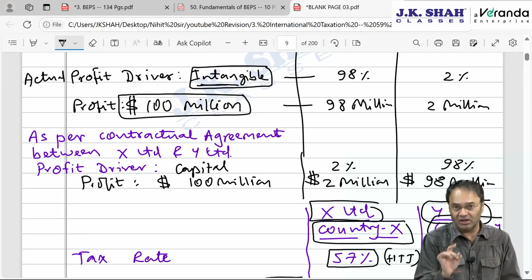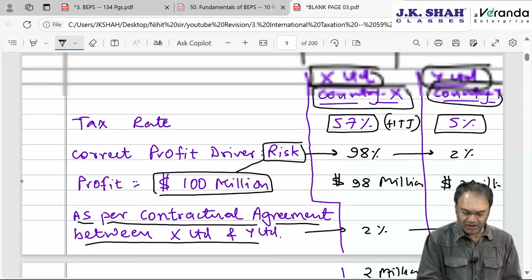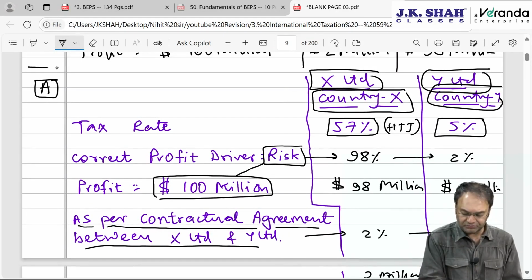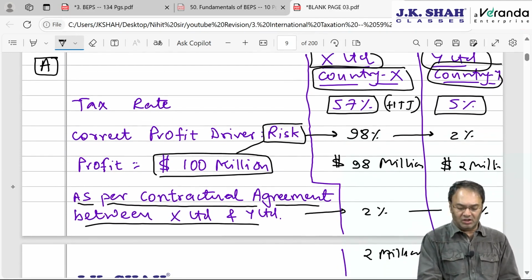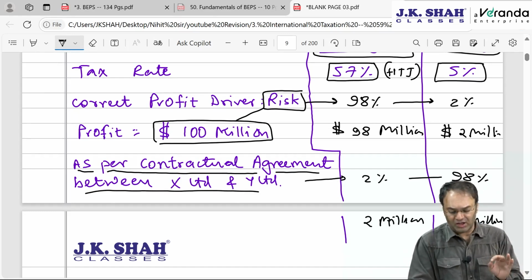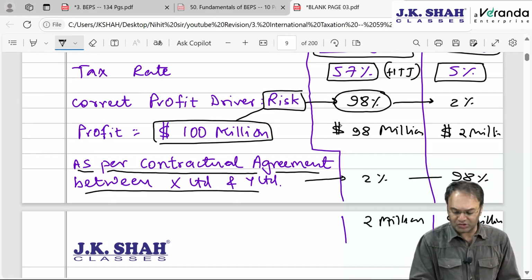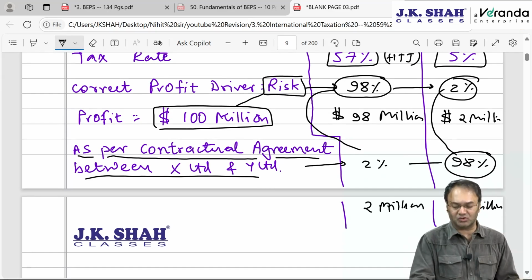So there are two ways of manipulating. Part A and part B, or rather I would say this we discussed second, right? So part B. In part A, what did they do? In part A, they manipulated: the correct economic factor is risk. They showed risk only, but the percentage of risk borne is drastically changed as per contractual agreement between the two, and that is how they brought down the profit taxable in a high tax jurisdiction from $98 million to $2 million.